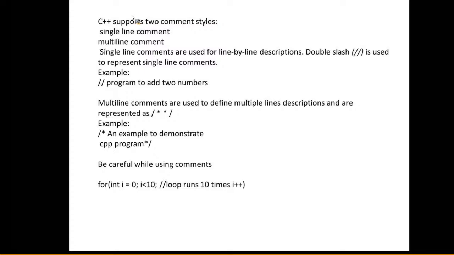A single line comment is used for line by line description. Whenever you feel that your comment will end in a single line, then you go with a single line comment. If you want to specify that whatever you're writing is a comment, you have to use a double slash before you start the comment. I've given an example, double slash program to add two numbers. That would be treated by the compiler as a comment, and that would be ignored.